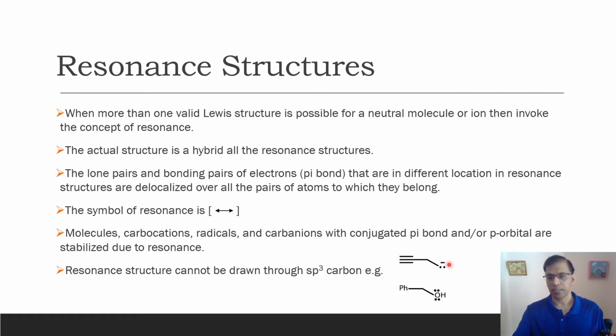In this example, this is an anion right here. It's a carbanion, and you have a triple bond. So you cannot draw a resonance structure because there is an sp3 hybrid carbon, a CH2 group, right between the negative charge carbon and the triple bond.